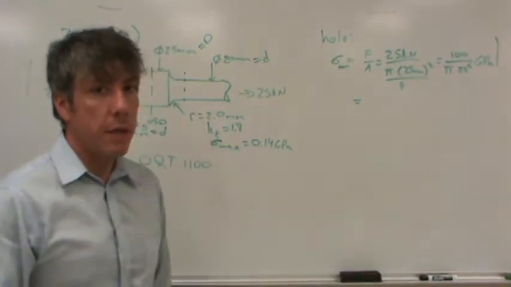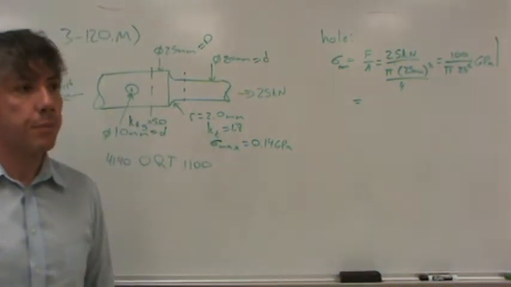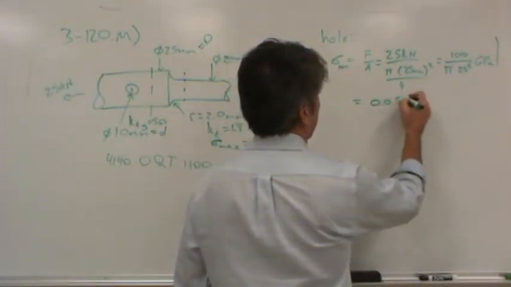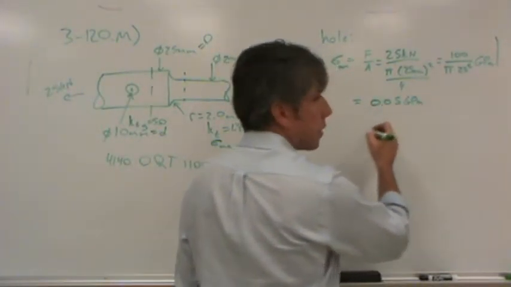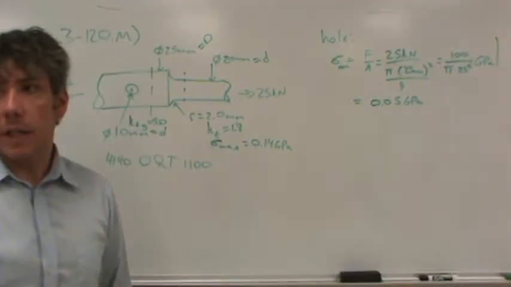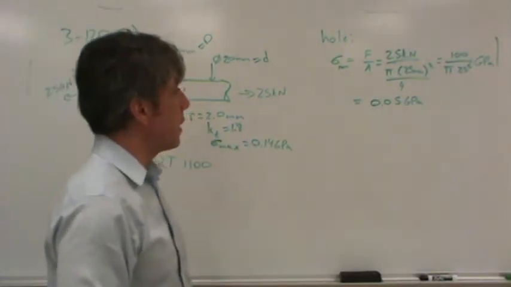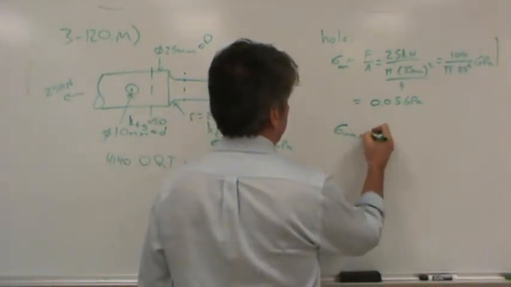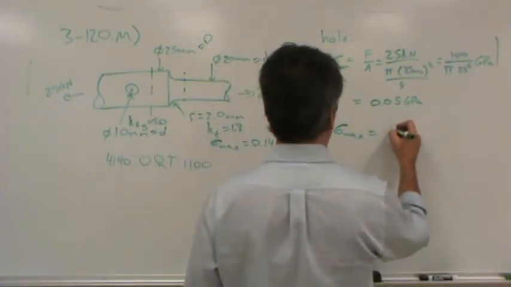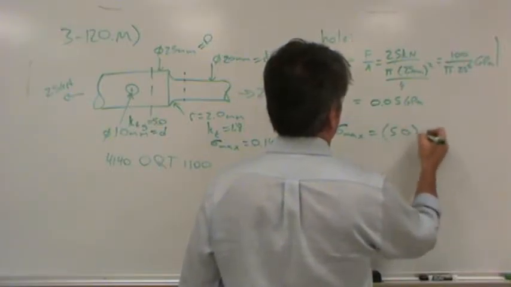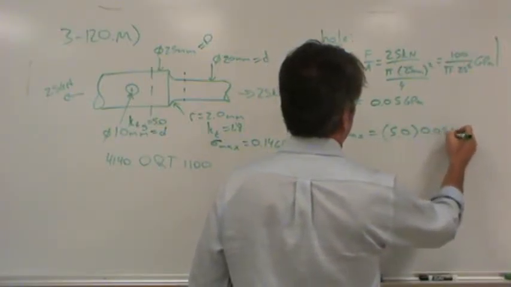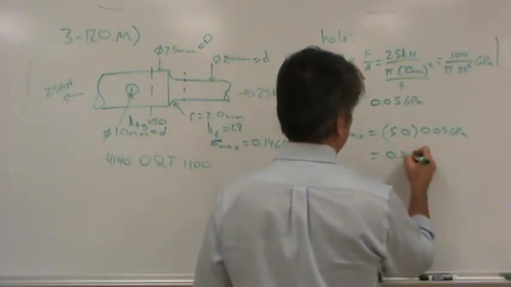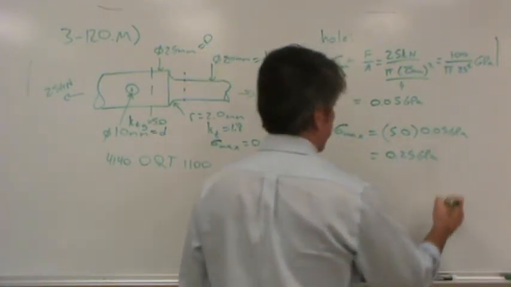If not, just plug that in your calculator, and what do you come up with? 0.05, thank you. Anyone second that? I do. I don't mean to be insulting by asking that, I just want to make sure our solution comes out reasonably close to right. So now the maximum stress is just the stress concentration factor, which is 5, times the 0.05 gigapascals. I think I can do that one in my head: 0.25 gigapascals, right?